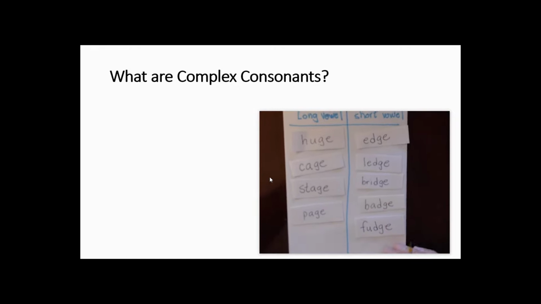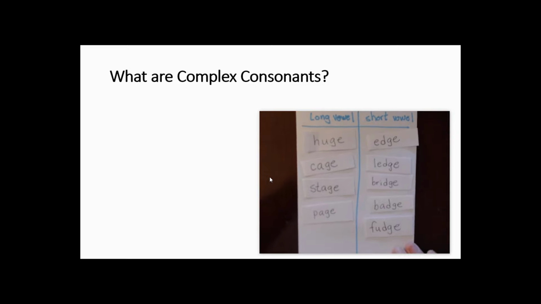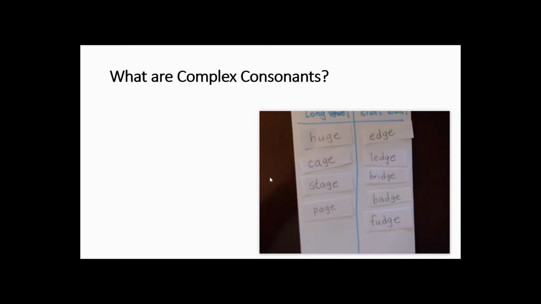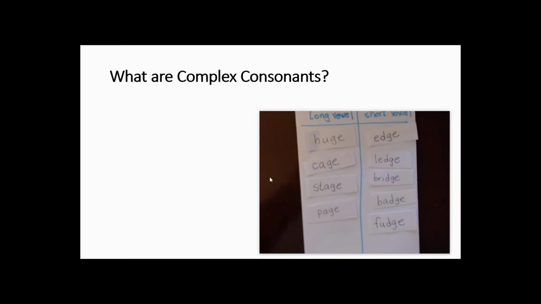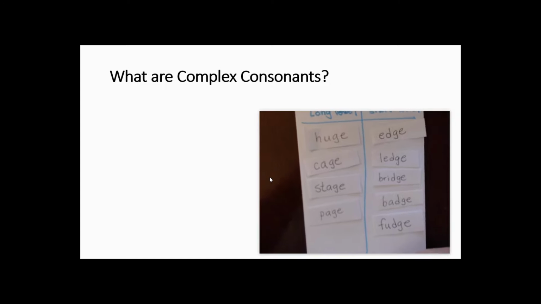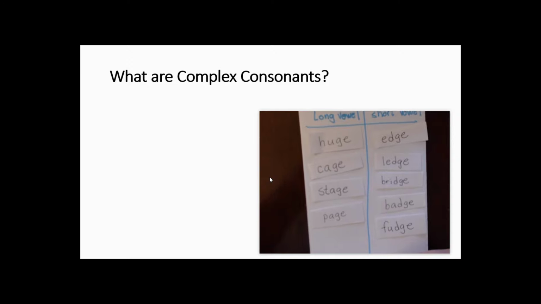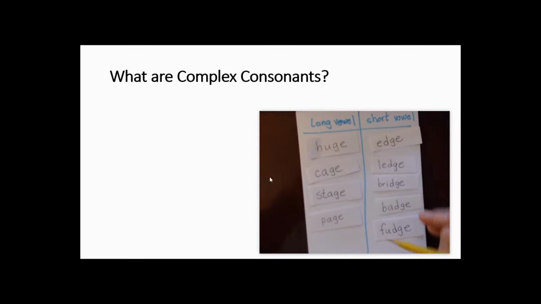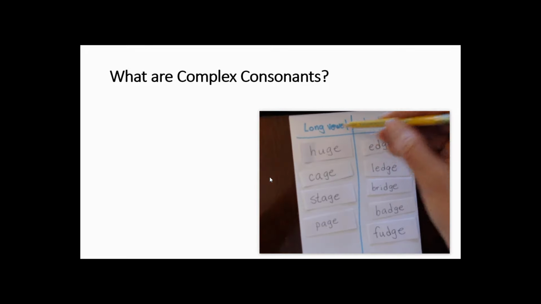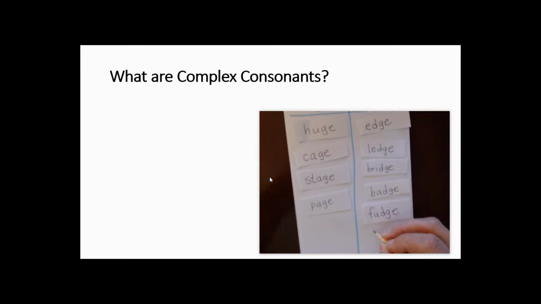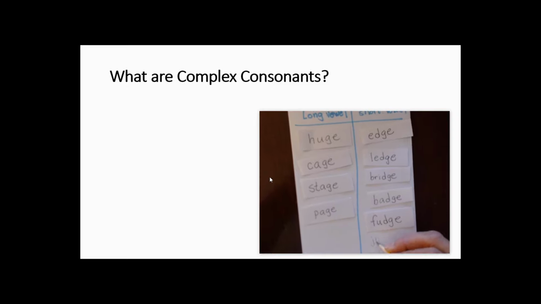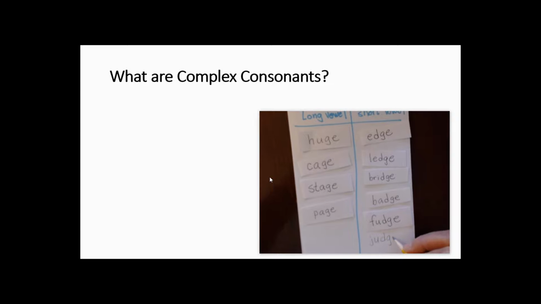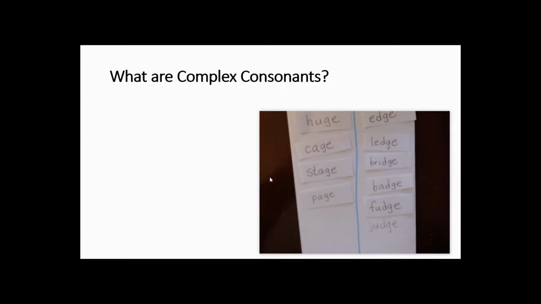So following that pattern, let's see if you can figure this out. How would you write the word judge? What kind of vowel do you hear in judge? Is it long or short? It's short, so let's try it. J, and then how do we make the j sound? D-G-E. And that is indeed how you spell judge.